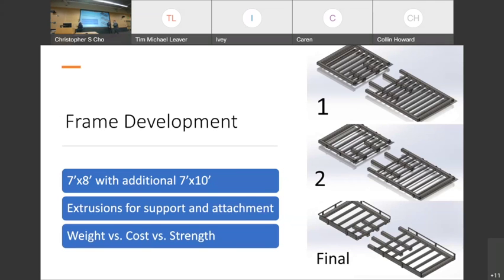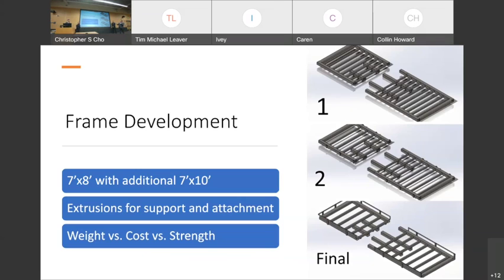So beginning with our frame development, development of the frame took place in 3 different steps. Our first iteration of it's up here. General concept was tube steel wrapped around with a series of cross members running through it. The main changes that we made to our frame were reducing the amount of cross members. That's how we got to the second iteration.